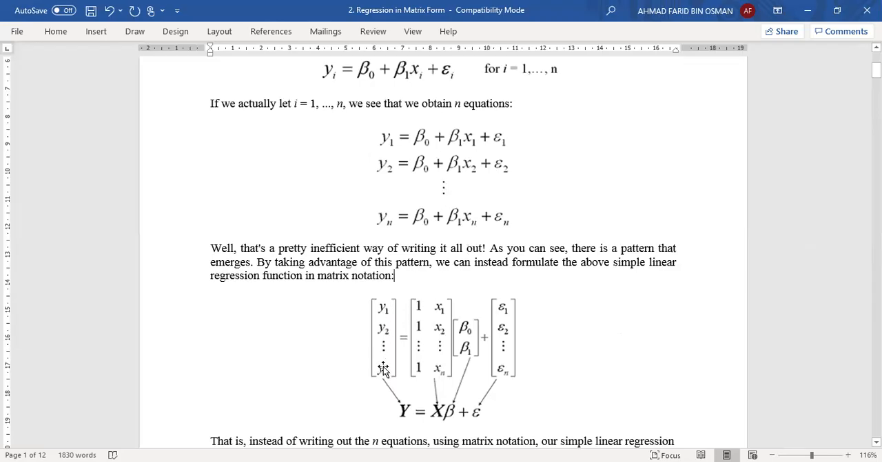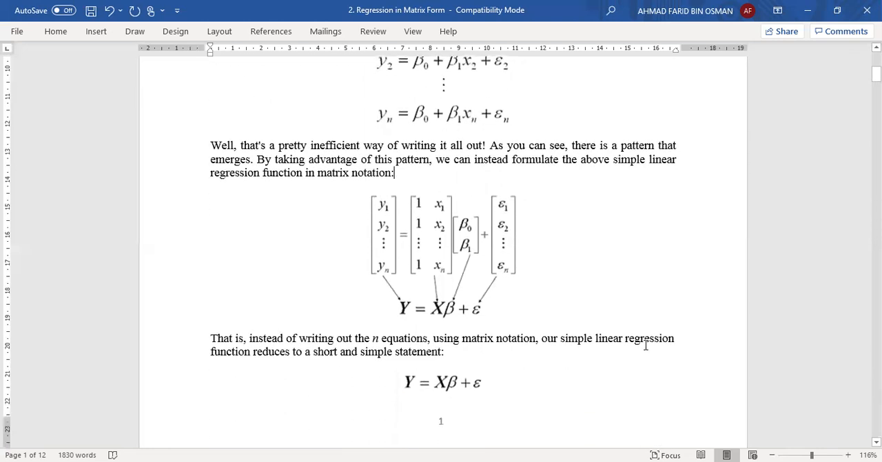You can see that this is the matrix for the dependent variable, and then the X matrix. Because we only have one X in the model, the first column is all equal to 1, for the intercept beta 0, and then we have the values for the independent variable X. Then we have the vector for parameters, beta 0 and beta 1, plus the vector for the error term. That is, instead of writing out the n equations, using matrix notation our simple linear regression function reduces to a short and simple statement, this one.